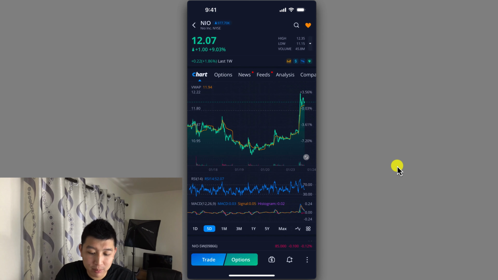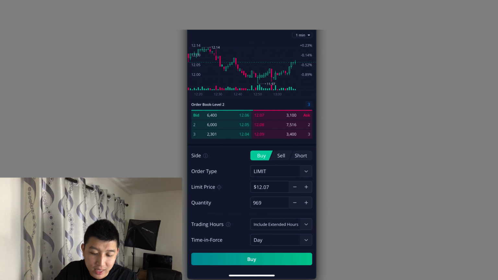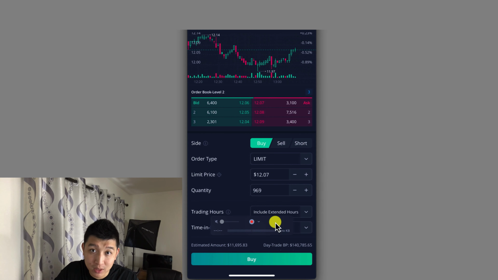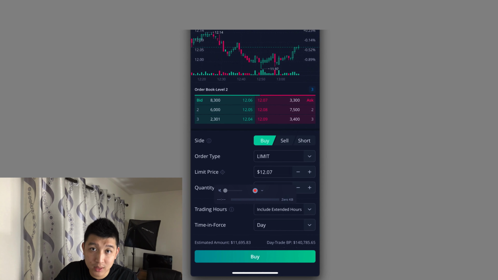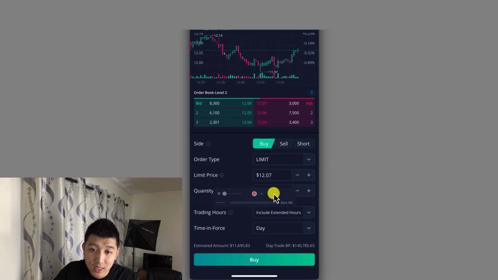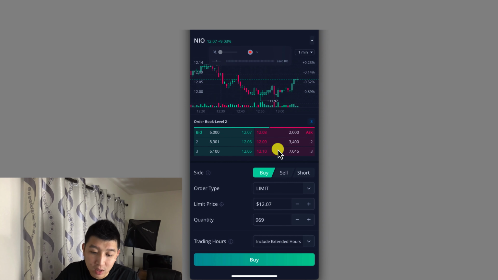Right now it's pulling up the chart, and on the bottom left there's Trade right over here. So I'm going to click Trade, and this menu pulls up, the order menu. I'm going to scroll down, and currently I have a buy. I'm going to move this out of the way. Oops, what did I do? Hold on one second. Put this back in screen. So currently NIO is trading at $12.07-ish right over here.